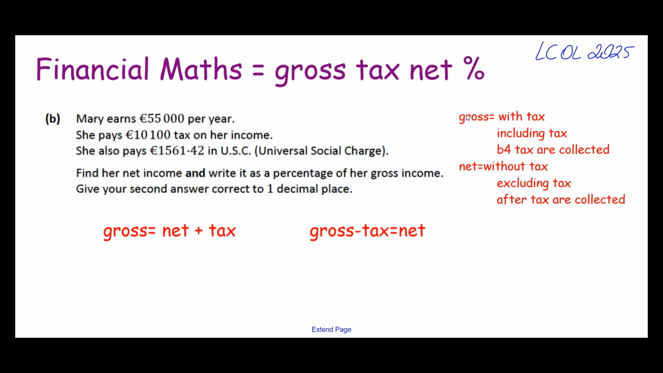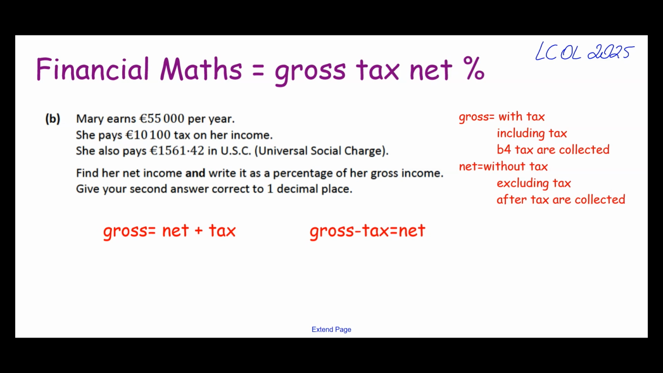When they are referring to something that means gross, that word gross means that in that amount there is tax. So it is with tax, including tax, or in other words, before tax is collected. Net means without tax, excluding tax, after tax is collected. From there, we can derive two main formulas that are not in your table: gross will equal the net, the one before tax, together with tax. Or what we very often use, gross minus the tax will give me net.